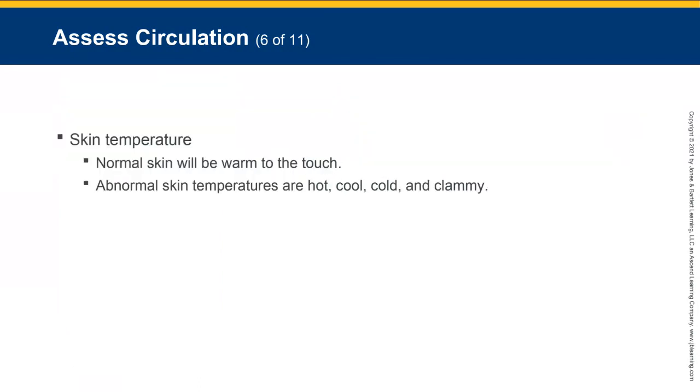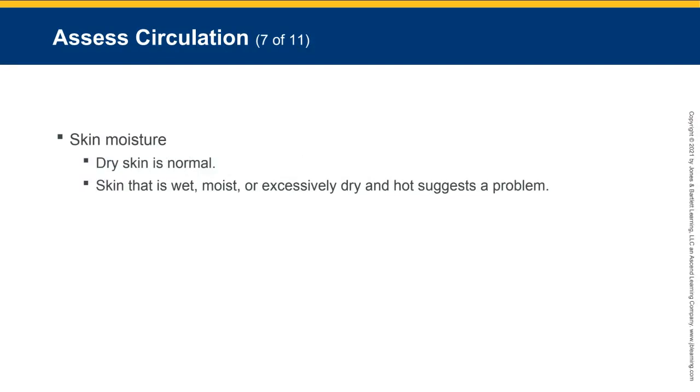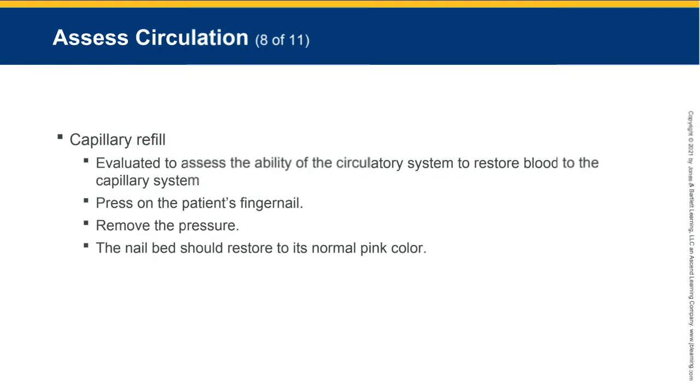Skin temperature. Normal skin will be warm to the touch. Abnormal skin temperatures are hot, cool, cold, and clammy. Skin moisture. Dry skin is normal. Skin that is wet, moist, or excessively dry and hot suggests there is a problem present.